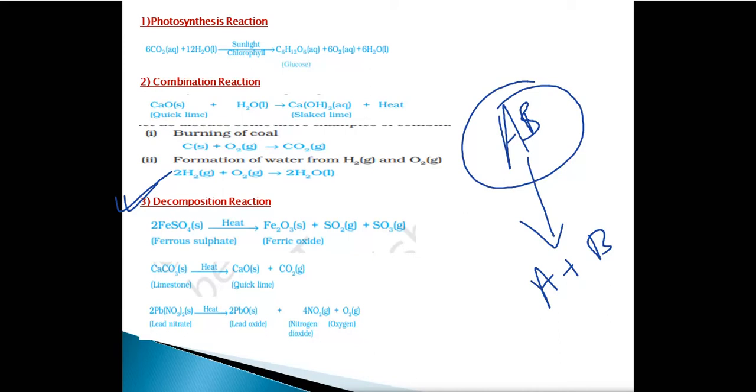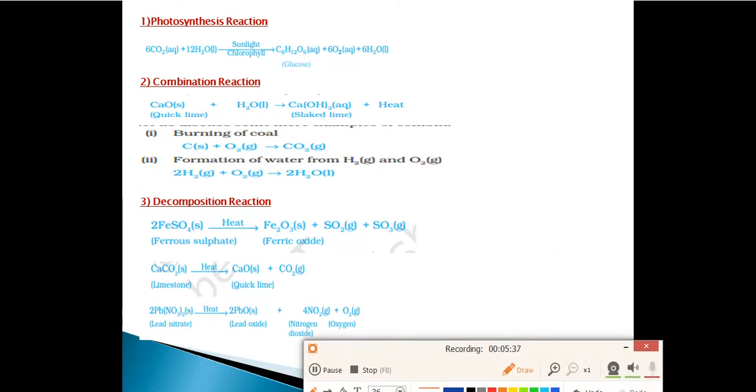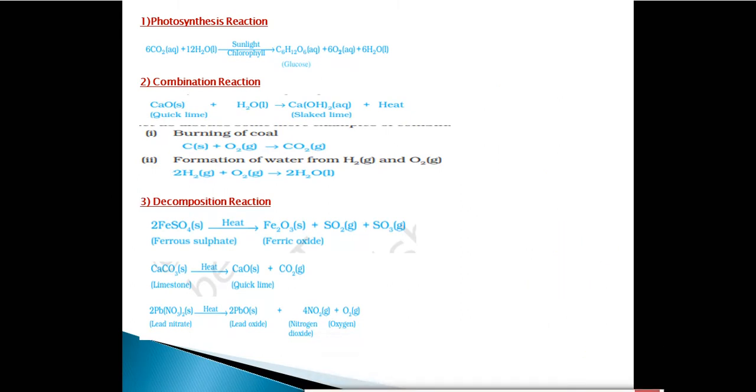The reaction which you are going to read is FeSO4, iron sulfate, also known as ferrous sulfate. When you heat ferrous sulfate, you will get ferric oxide, Fe2O3, plus SO2 plus SO3. This is a very important reaction. In the model question paper, this reaction was also asked: what happens when ferrous sulfate is heated.